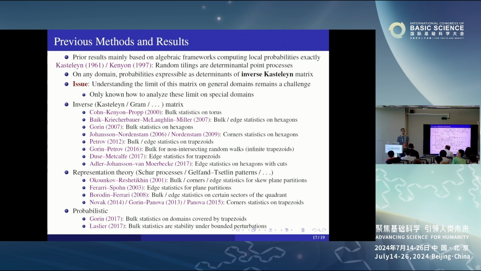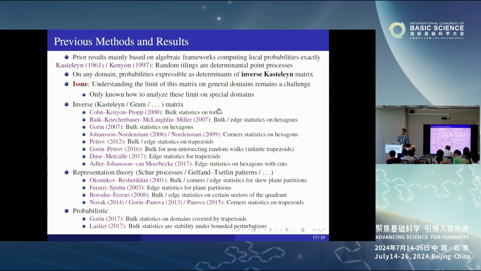Now the determinant of a matrix is only as good as the matrix itself. If the matrix is a disaster, then this is maybe not so useful. The matrix has a name, it's called the inverse Kasteleyn matrix. An issue is that in certain examples you can compute this inverse Kasteleyn matrix and understand what it's doing in the large scale limit, but in general this is quite difficult. It was and remains a difficulty to understand what this matrix is doing on very big and very general domains.